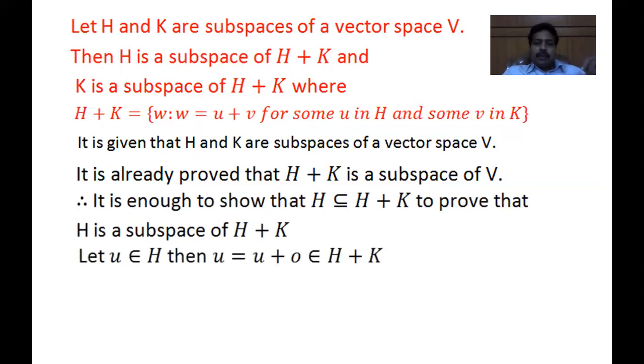So let U belong to H. Let us take an element U belongs to H. If we prove that U is in H plus K, then we can say that every element of H is in H plus K, so H is a subset of H plus K. So this U can be written as U plus 0. Since K is a vector space, the first element is from H and the second element is from K. So this is nothing but U. U is in H plus K. So I have taken an element in H that is also in H plus K. So I can say that H is a subset of H plus K.